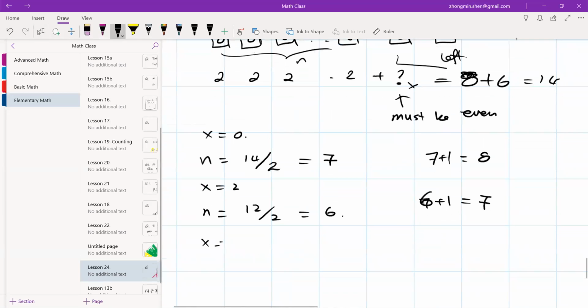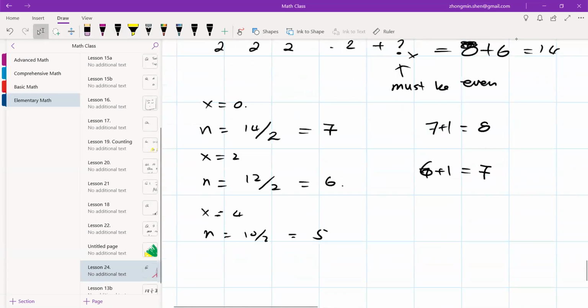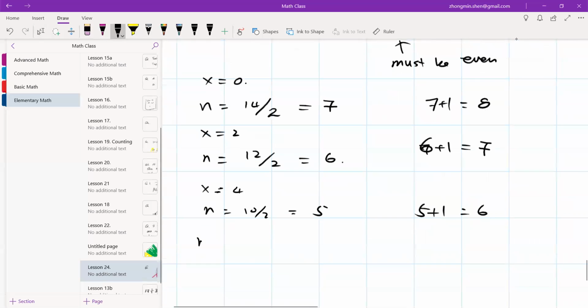Then n equals 4. 4 is going to be 10 divided by 2, it's 5. So you can have all possible solutions. You can also have 6 grandchildren, okay? Then x equals 6. Then you can get 4, okay?